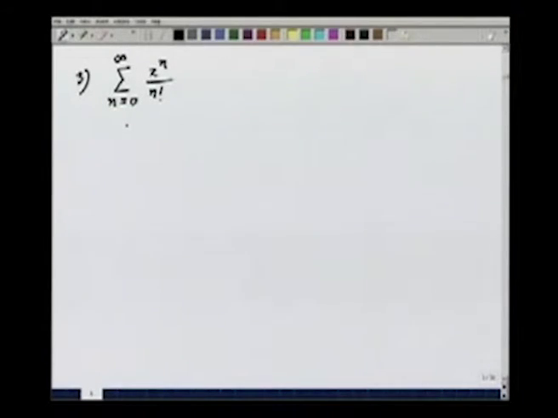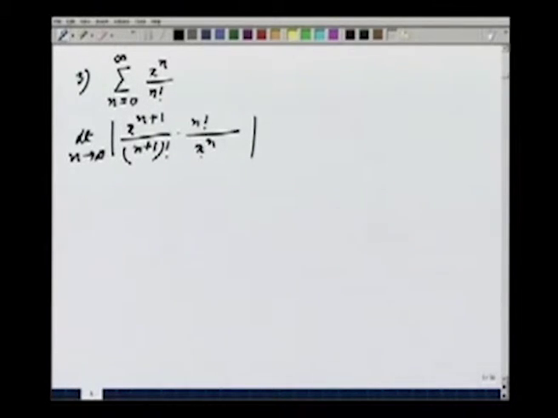So that means x to the power n plus 1 divided by factorial n plus 1 into factorial n divided by x to the power n, modulus. I have to take the limit as n goes to infinity. Well, I choose x to be not equal to 0 also, otherwise this x to the power n in the denominator will be a problem. But if I choose x to be equal to 0 in the series, you anyway get 0.